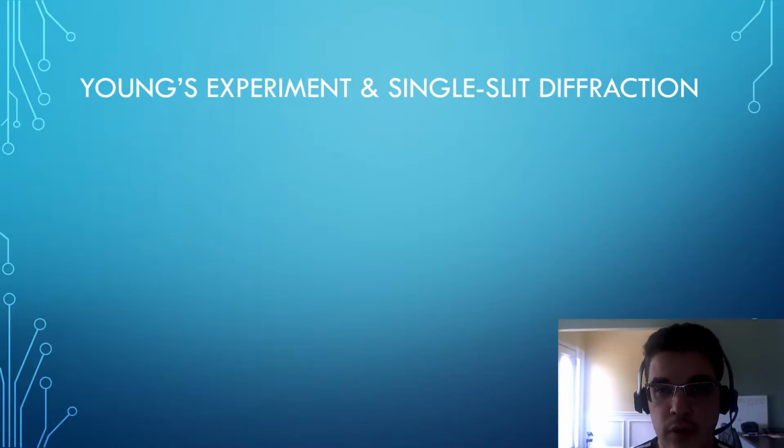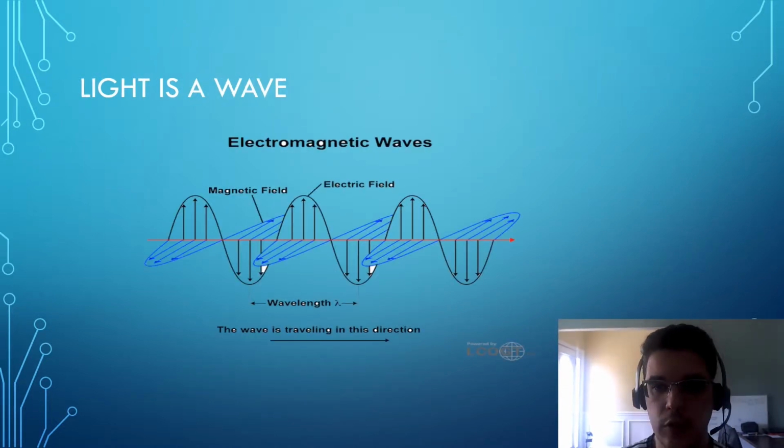We're going to discuss Thomas Young's experiment and the single-slit diffraction. We already learned that light is an electromagnetic wave formed by oscillation of electric and magnetic fields. Before we talk about the single-slit research performed by the famous scientist Thomas Young, I just wanted to discuss briefly the double-slit experiment.